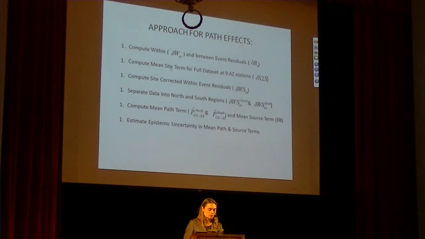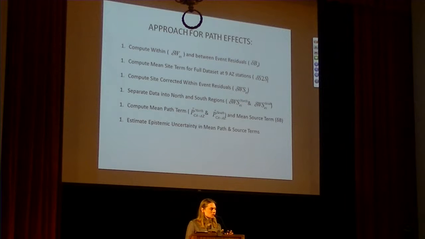So we're going to compute the within event residuals. Those are computed by the developers, and then the between event residuals. And then we're going to use those to compute a mean site term for the full data set at those 9 stations surrounding Palo Verde. So that's going to give us our delta S2S term. And then with this, we can correct our within event residuals for the site condition. So this is the site corrected within event residual right here. And this, steps 1, 2, and 3, uses the full data set.